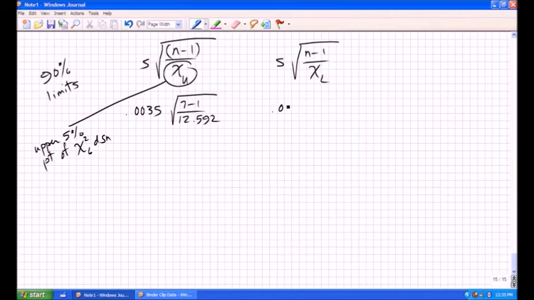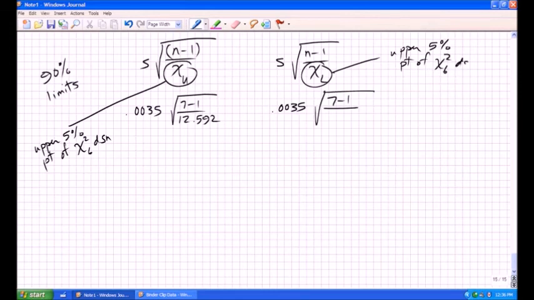If I take 0.0035, I multiply by the square root of 7 minus 1 over an upper 5% point of the chi-square 6 distribution. That is 1.635. I get limits that are 0.0024 up to 0.000067, and the units are millimeters.